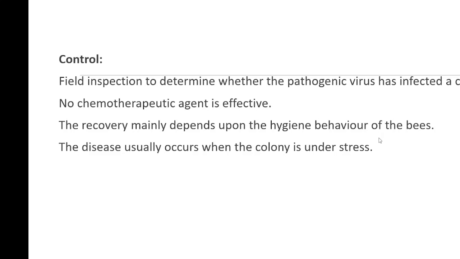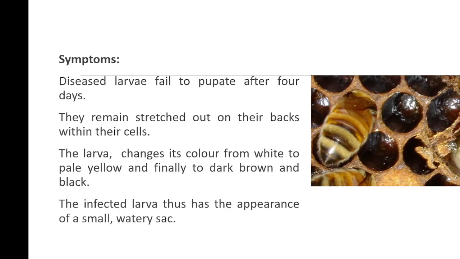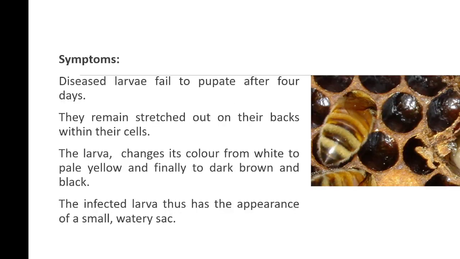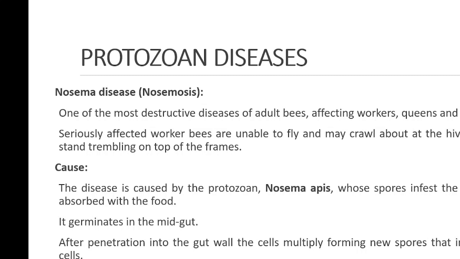So for example, if the colony is not very healthy, then in such colonies sac brood disease will be quite common. When the health of the colony is weak, viral or bacterial diseases can infect the colony very easily. Then one more disease is the protozoan disease. This is the fourth type of disease, and it is known as nosema disease.